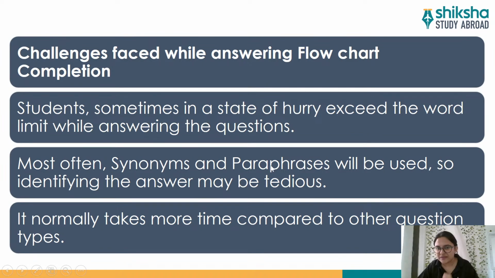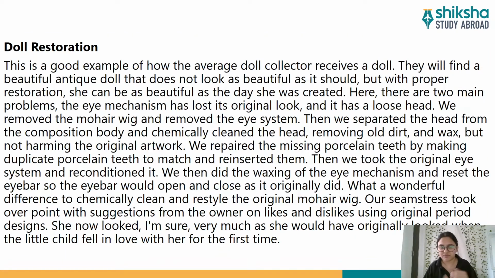Now most often synonyms and paraphrases will be used. There will be no repetition of words from the question, so please do look out for that. It normally takes more time compared to the other question types because other questions still have the answers in order of the question, right? In order of the passages. But in flowchart and tables, the answers are not in order. You will have to find them in a scattered way.